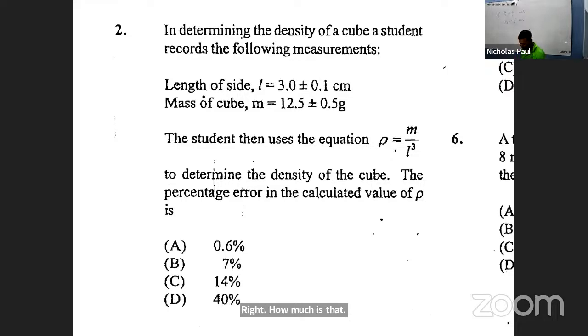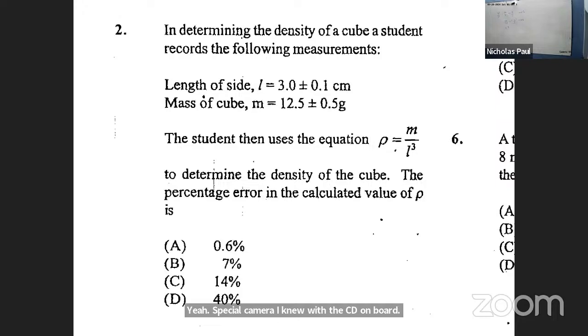Online, anybody get anything? Check it and see. C, 14%. All right, nice. So the answer is 14%, right? Those who are online, you can just press the camera and you'll be able to see the answer on the board, right? See what you get.